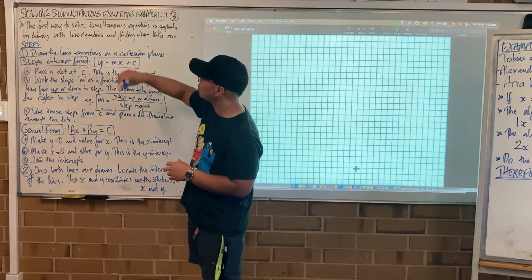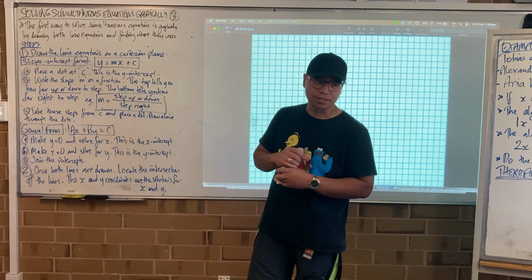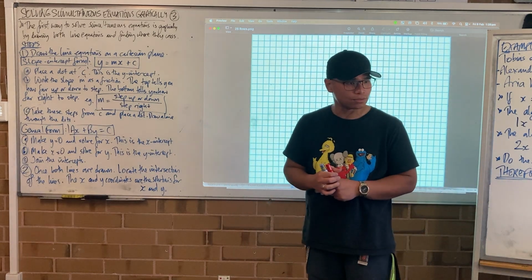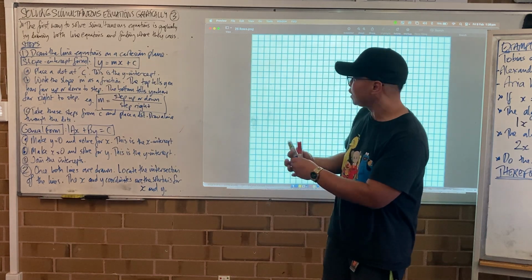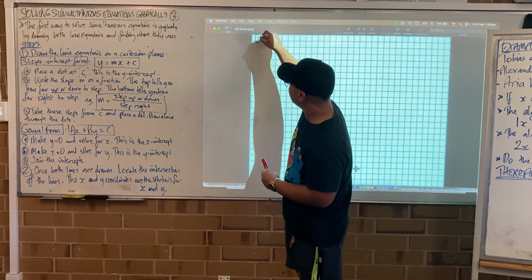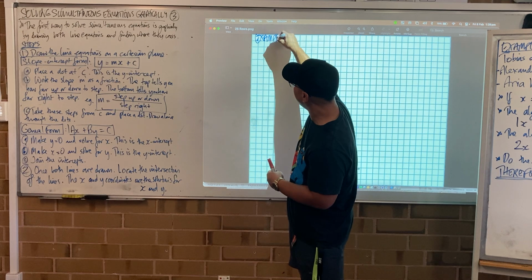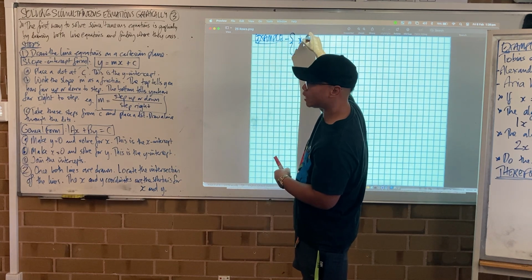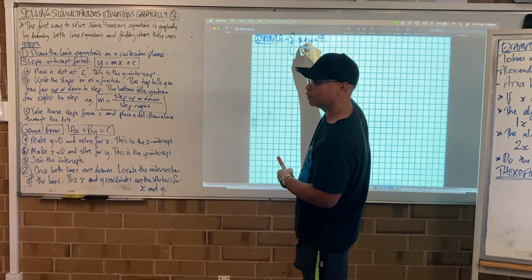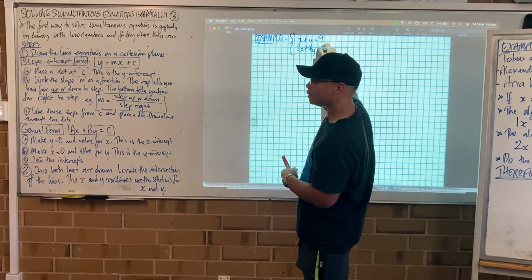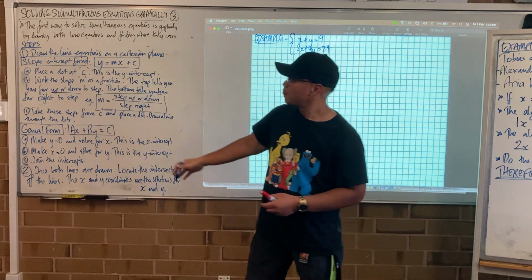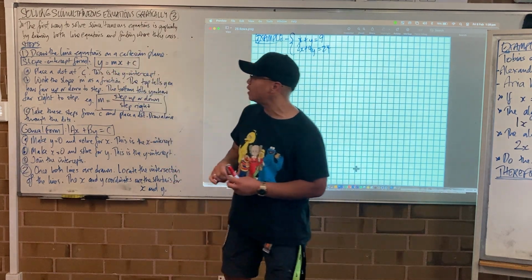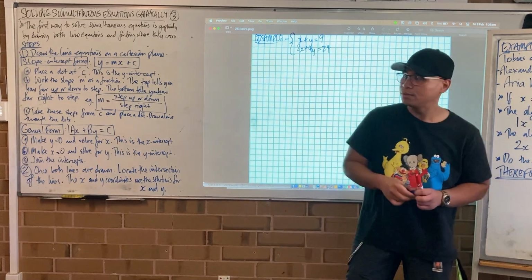The first way to solve simultaneous equations is graphically. What does that mean? You draw the lines and find where they cross. So the example is going to be here. Don't write this yet. I should have written this up before. x plus y equals 9, 2x plus 4y equals 24. The steps to solve graphically is to draw the line equations on a Cartesian plane.